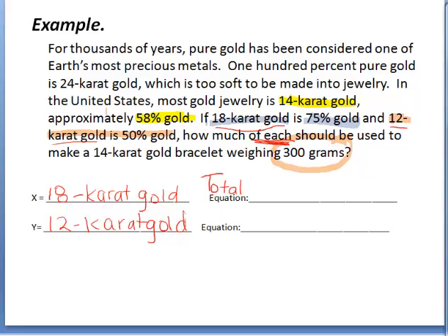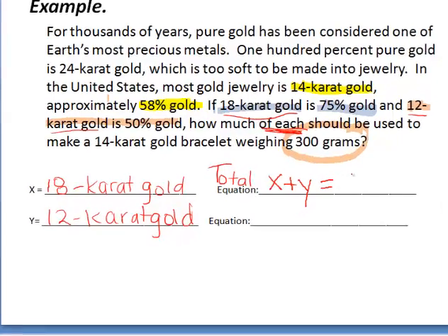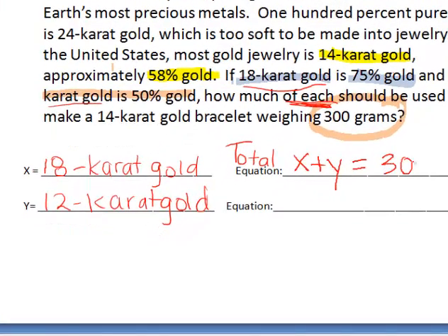Okay, so going back to my equations, my first equation is going to be x plus y. That's equal to my total weight, which is 300 grams. I'm going to take the weight of my 18 karat plus the weight of my 12 karat, and it should come out to be 300 grams.